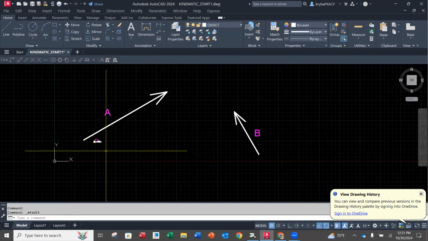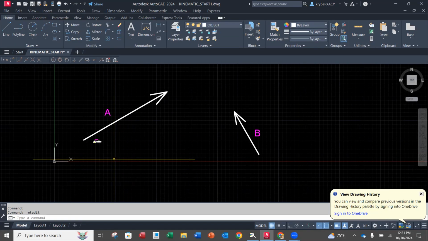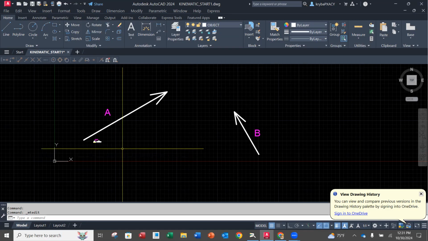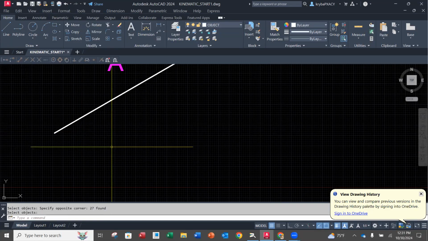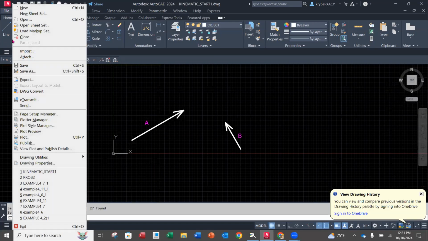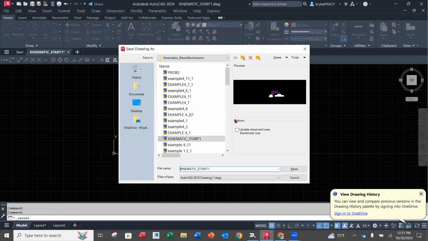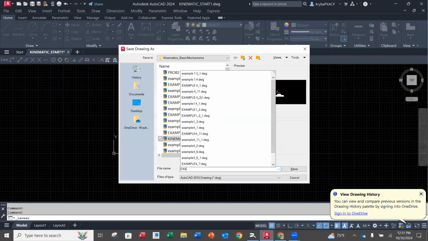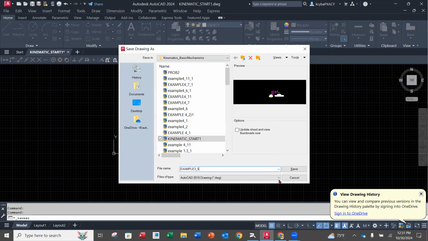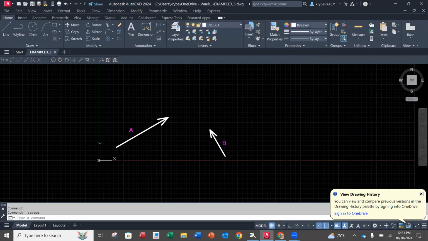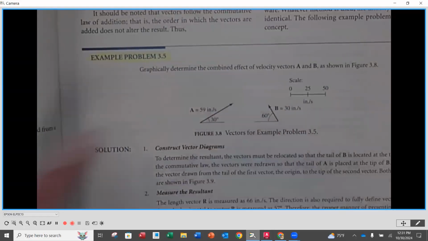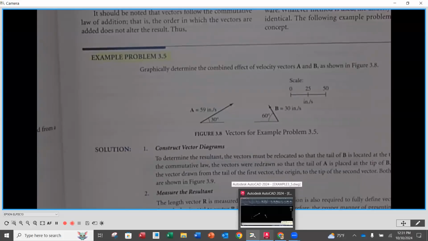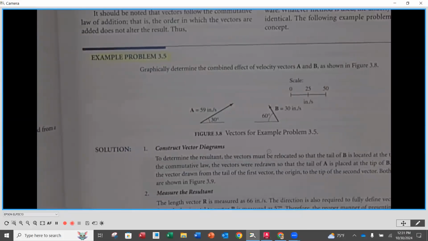All right. So now I have the two vectors identified and redrawn to scale at the right angles. And I really don't need any of this stuff from that start file, so I can get rid of that. Also rename it so that it's example. And this is 3_5. Save, there we go. So now what I have is a duplication of what we see right here. I drew my vectors to scale, and I labeled each one of those.